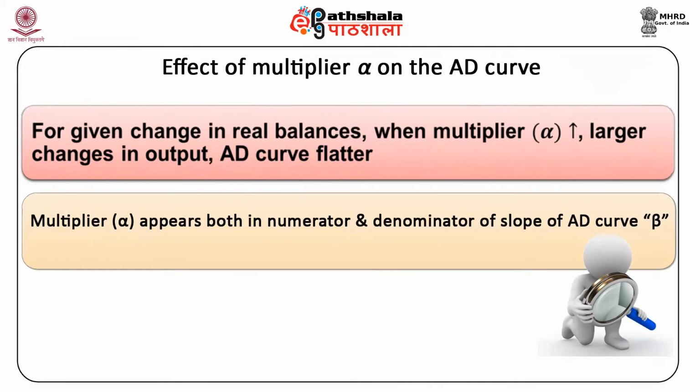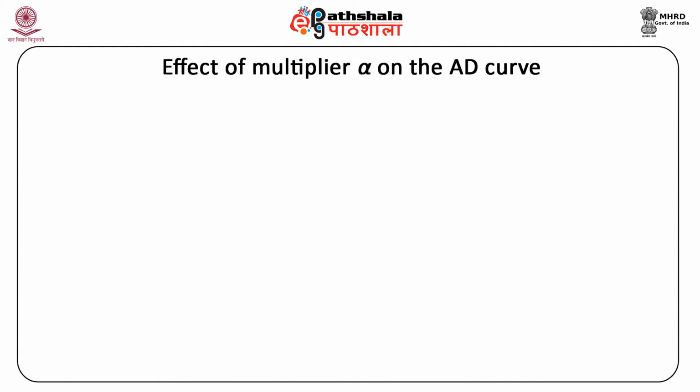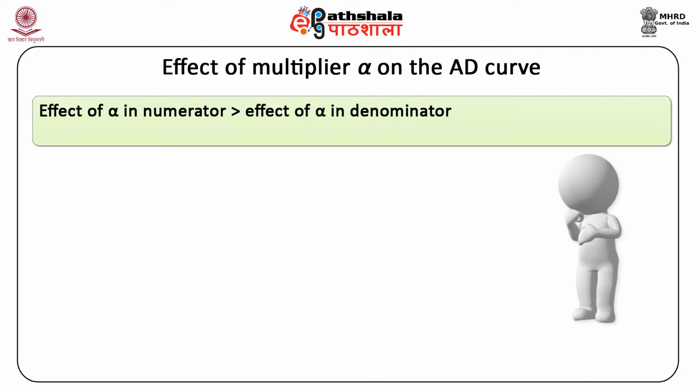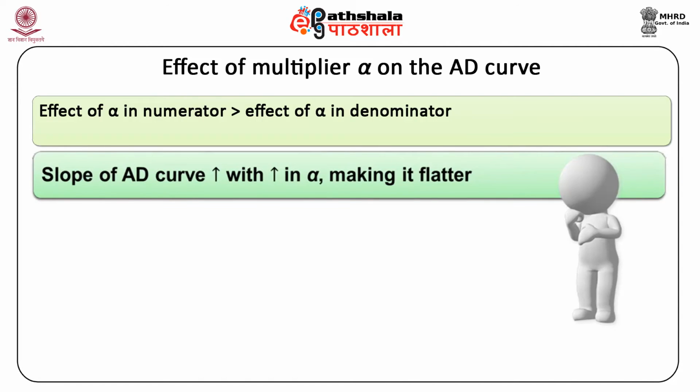Mathematically, multiplier alpha appears both in the numerator as well as in the denominator of the slope of the aggregate demand curve, beta. However, in the denominator, alpha is multiplied by the proportion of income responsiveness of money demand, or K, where 0 is less than K is less than 1. This implies that the effect of alpha in the numerator is greater than the effect of alpha in the denominator. Thus, the slope of the aggregate demand curve will increase with the increase in alpha, making it flatter.